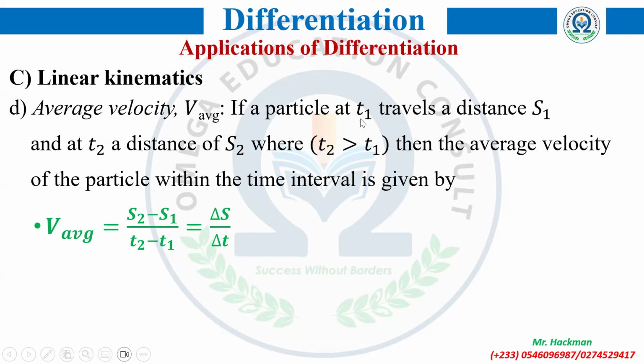So if a particle at time t sub 1 travels a distance s sub 1 and at t sub 2 a distance of s sub 2, where t sub 2 is greater than t sub 1, so your second time must always be greater than your first time, then the average velocity of the particle within the time interval is given by s sub 2 minus s sub 1 over t sub 2 minus t sub 1. So you get your s sub 2 by substituting t sub 2, and you get s sub 1 by substituting t sub 1 into the s function. As simple as that. So that's a change in s over change in t.